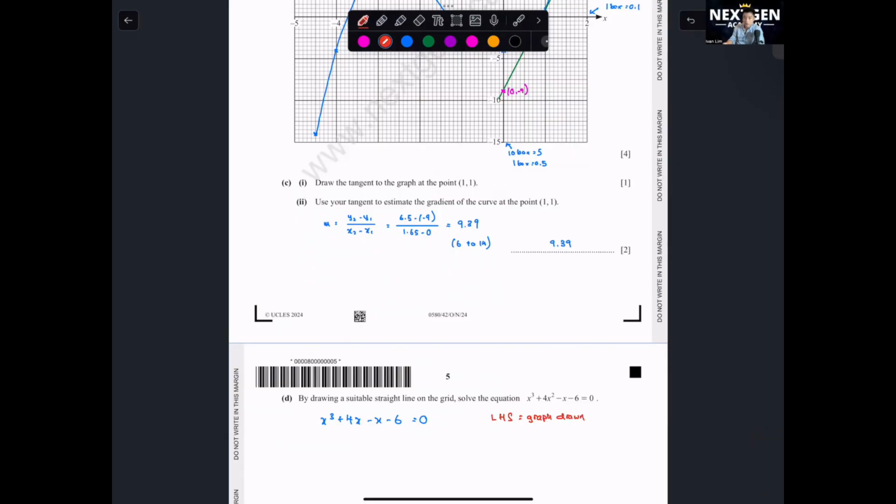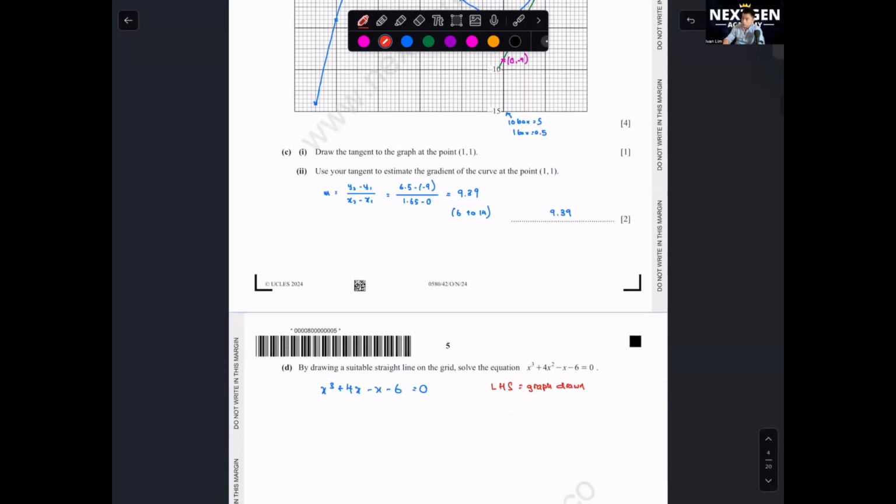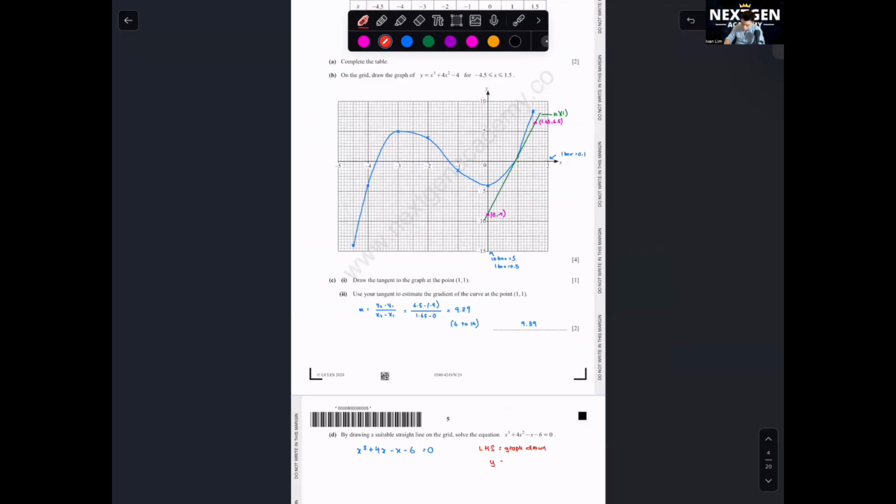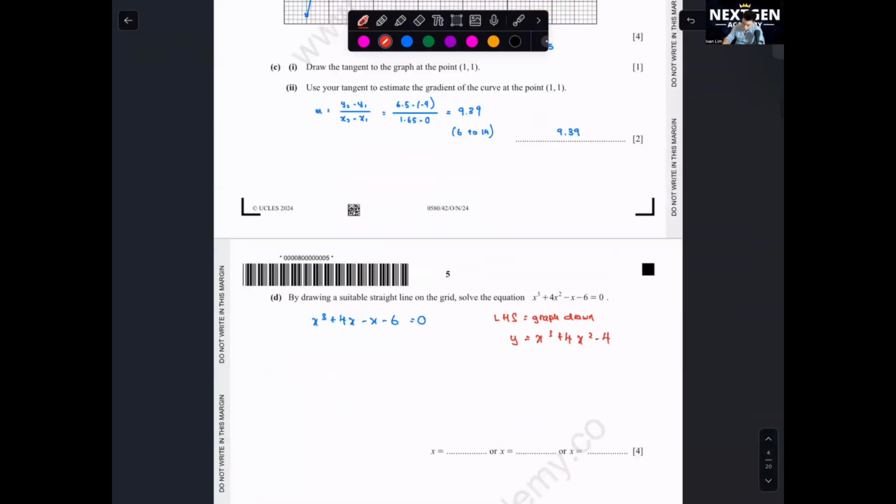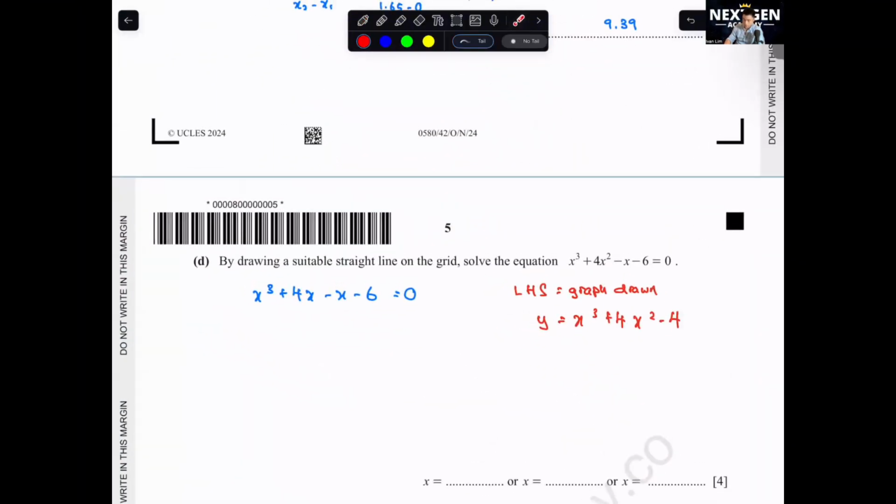That means whatever they give you in the question, and whatever graph they ask you to draw. So this is your left-hand side, right? The graph that was drawn was y equals x cubed plus 4x squared minus 4. How do we change the left-hand side to x cubed plus 4x squared minus 4? You see what is extra or what is lacking. X cubed plus 4x squared, these two are good already. You see there's an extra minus x here, right? And then minus 6, we want to make it minus 4.